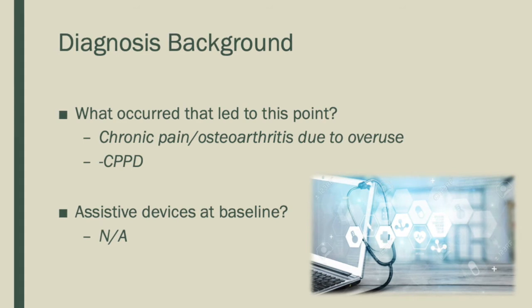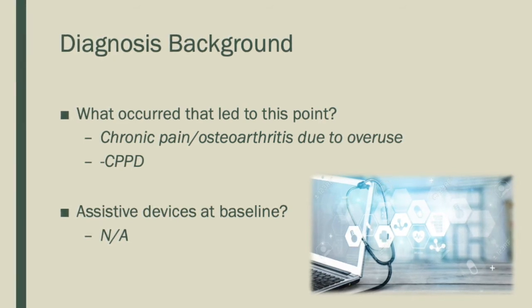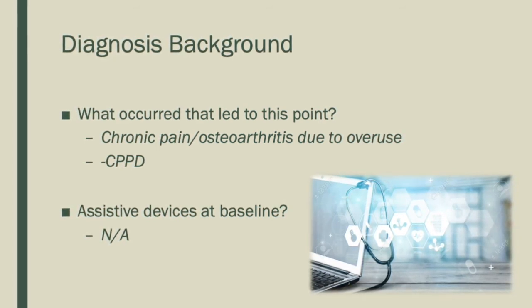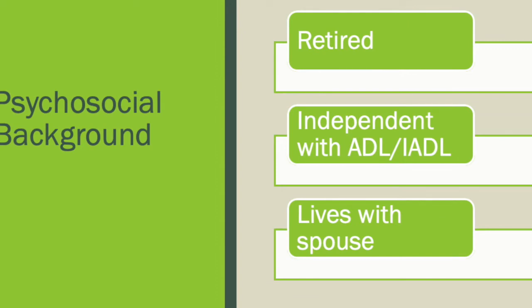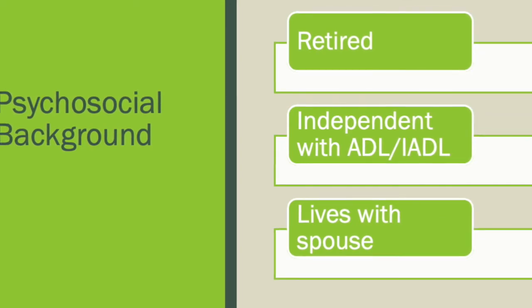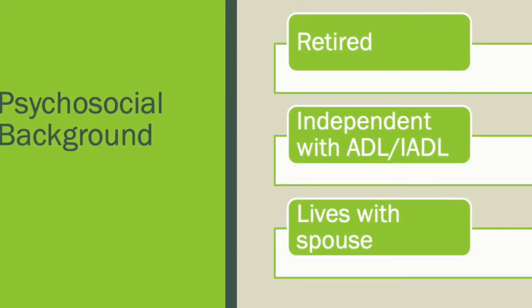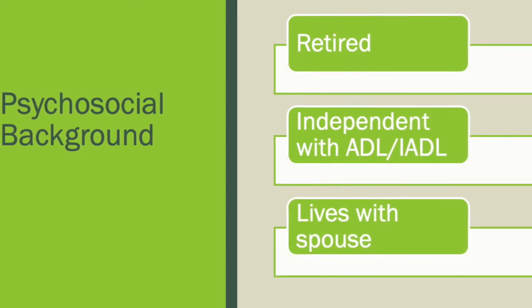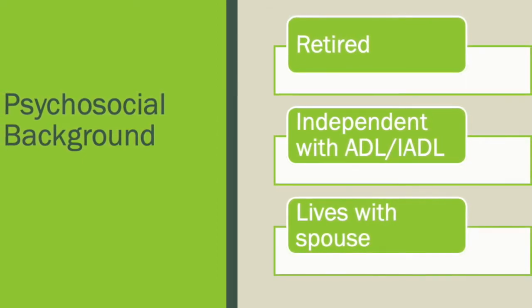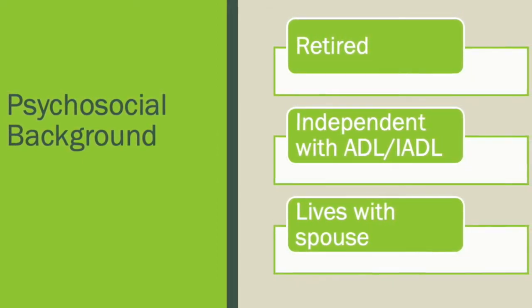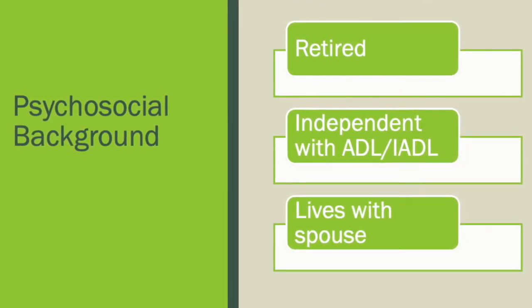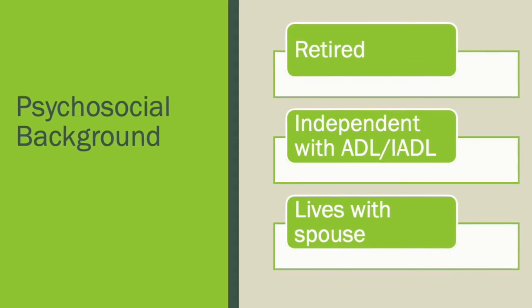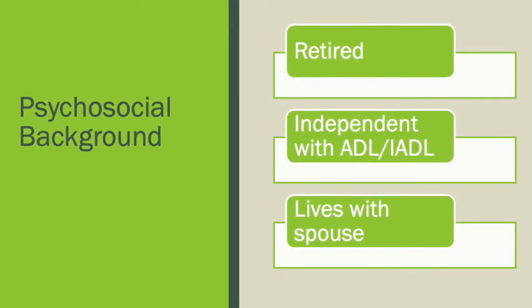This patient was not using any assistive devices at baseline, but he did state that he had owned a cane and walker to use once he was discharged home. This patient had a rather simple psychosocial background. He's retired, lives at home with his spouse, and is independent with all ADLs and IADLs, which include more complex skills such as managing finances, handling transportation, shopping, managing medications, and basic home maintenance.